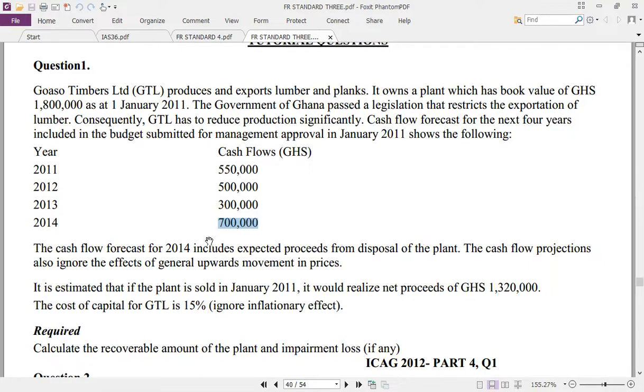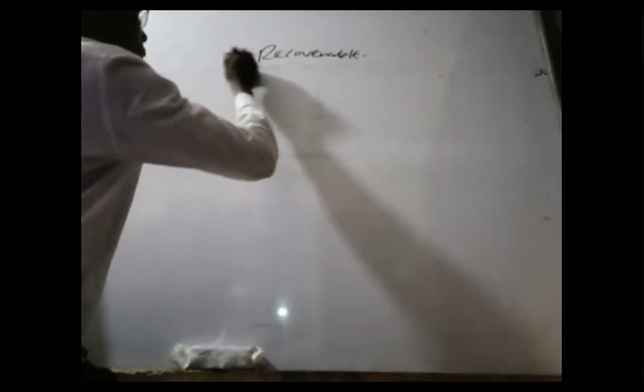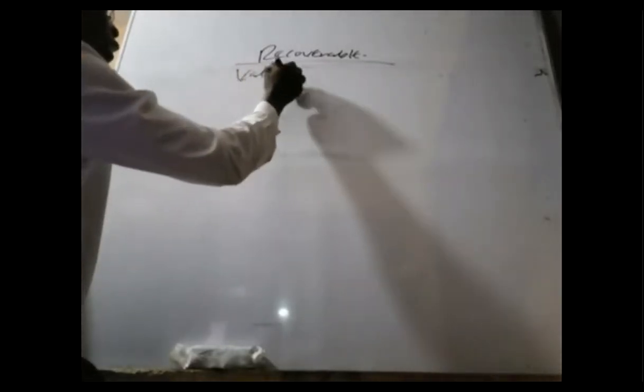Now, once these two rules are okay, what do you do? We now discount these cash flows, get their present values, sum them together, and that is all. So all the cash flows need to be summed up. Good. So let's start and solve that. Now, we are looking for the recoverable amount. We will start from the value in use first.